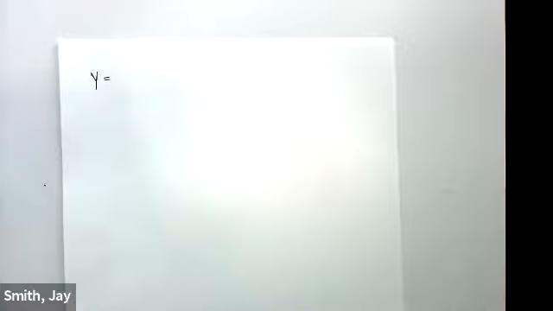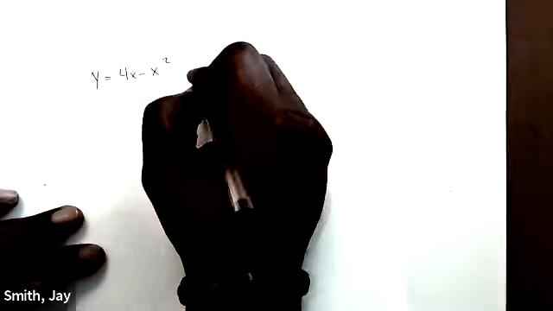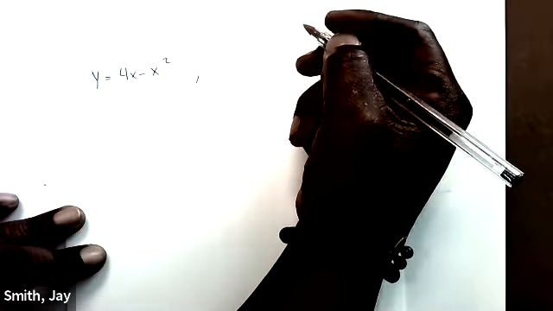We're looking at number 3 from 2.1's homework. It says find the slope of the tangent line to the parabola, and we're given the function y equals, what was that again? 4x minus x squared. And it's at the point 1.